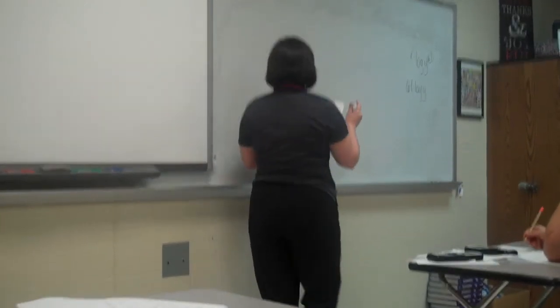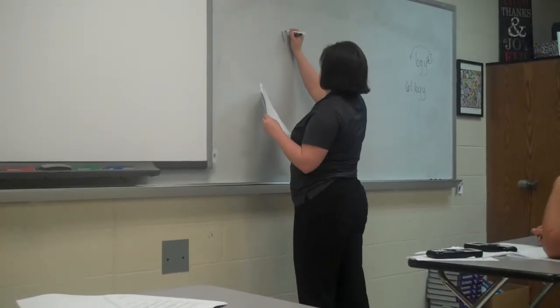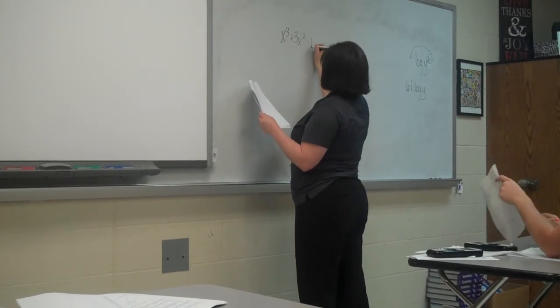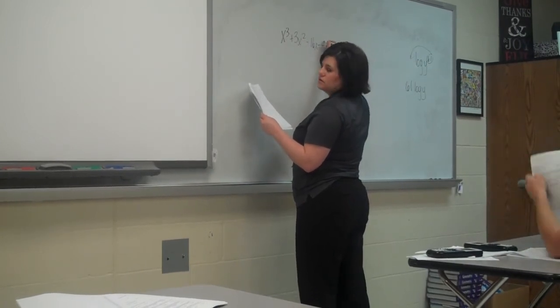Alright, 21. We've got x cubed plus 3x squared minus 16x minus 48.